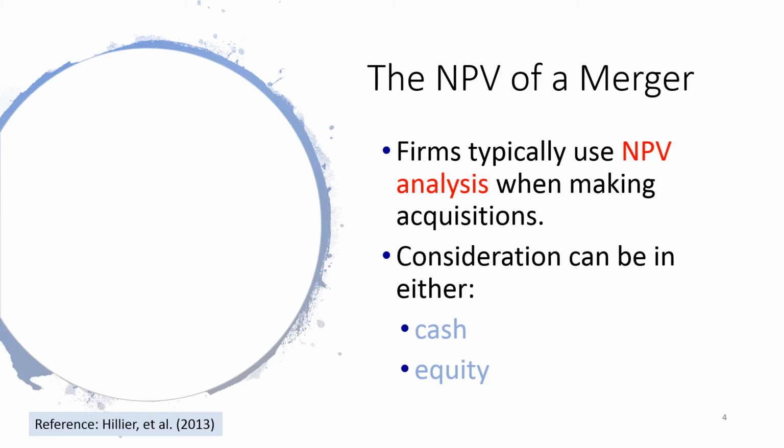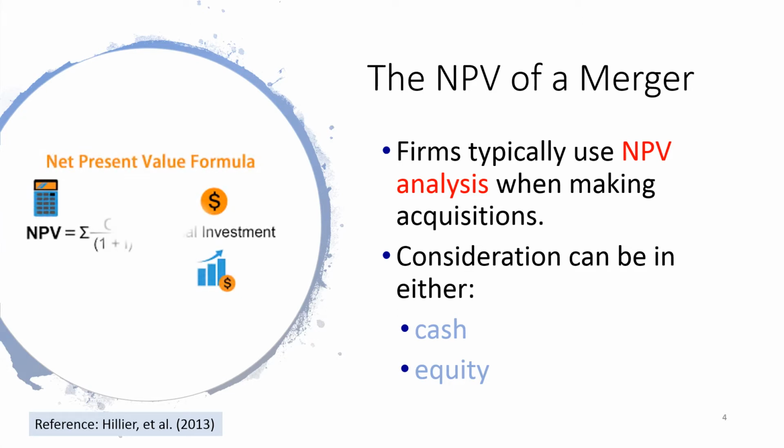What is the common method for merger valuation? Firms typically use net present value analysis when making acquisitions. The payments to acquire the target firm can be made by cash or equity. The analysis is relatively straightforward when the consideration is cash. The analysis becomes more complex when the consideration is equity. We shall learn more in the next few slides using an example. Stay tuned.